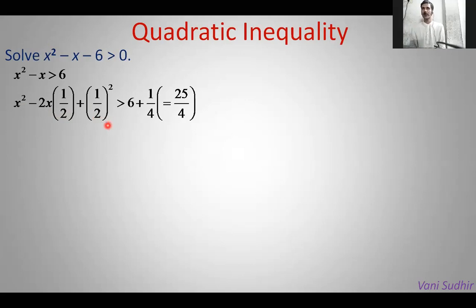That is (1/2) whole square on both sides. (1/2) whole square means 1/4. I'm adding 1/4 on both sides. If you add 1/4 here, 6 plus 1/4, that is 25/4.